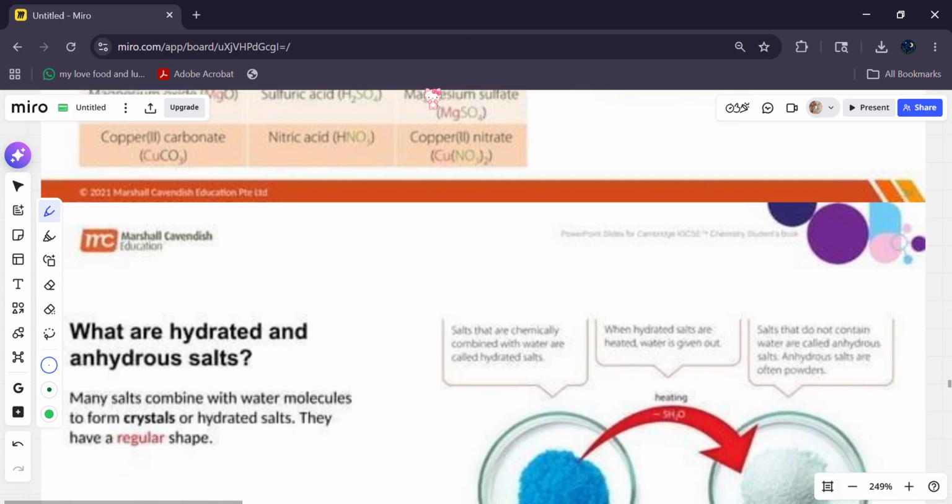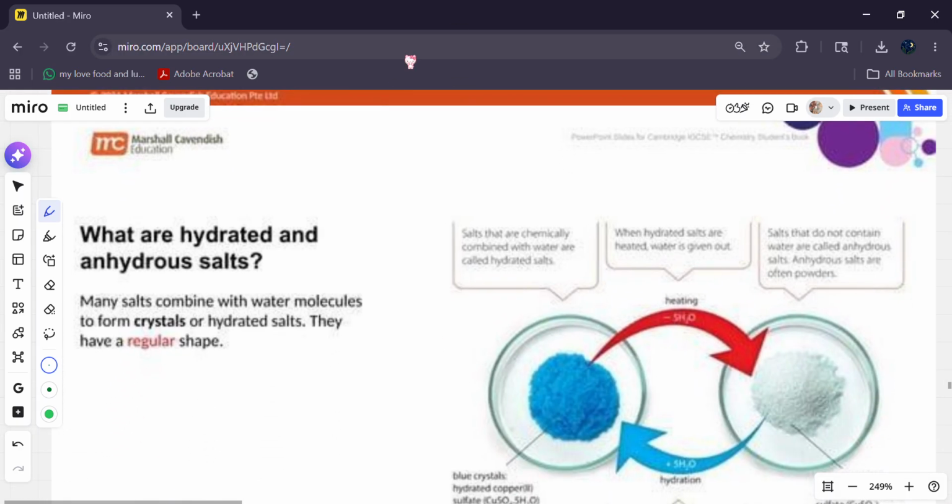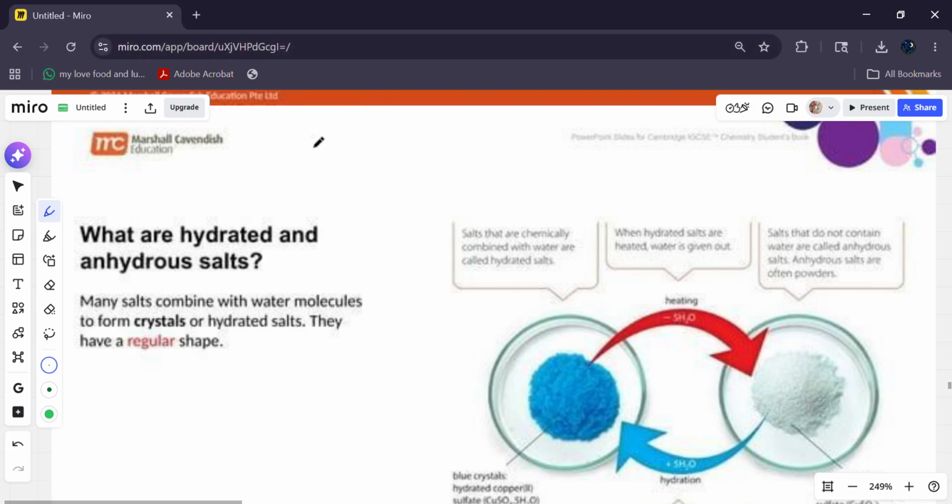Now, what are hydrated and anhydrous salts? Many salts combine with water molecules to form crystals called hydrated salts. They have a regular shape. Salts that chemically combine with water are called hydrated salts. When hydrated salts are heated, water is given out. The salts that do not contain water are called anhydrous salts. Anhydrous salts are often in powder form. Hydrated salts can be obtained when anhydrous salt is mixed with water.